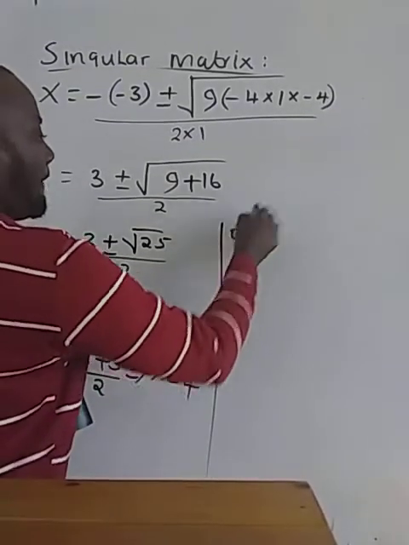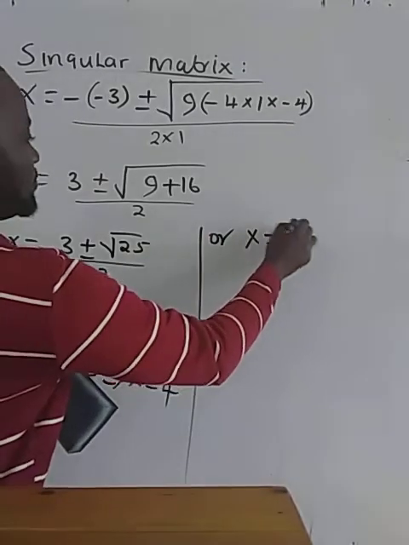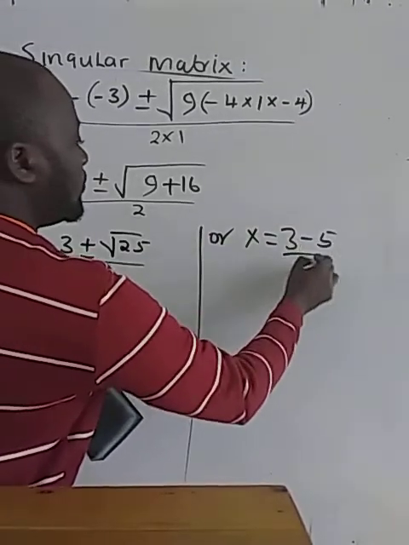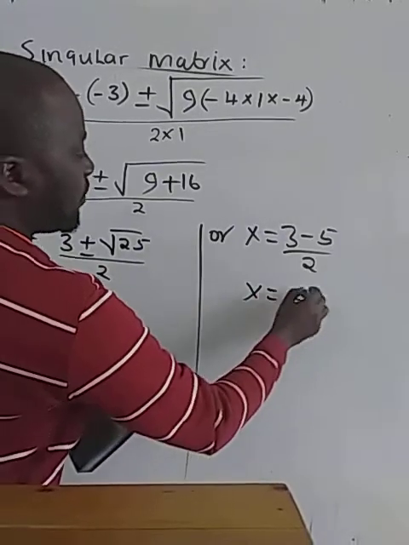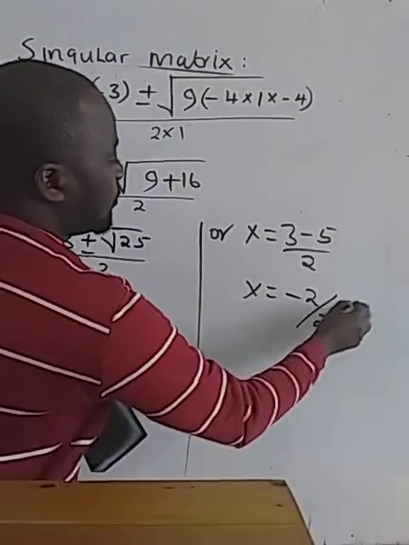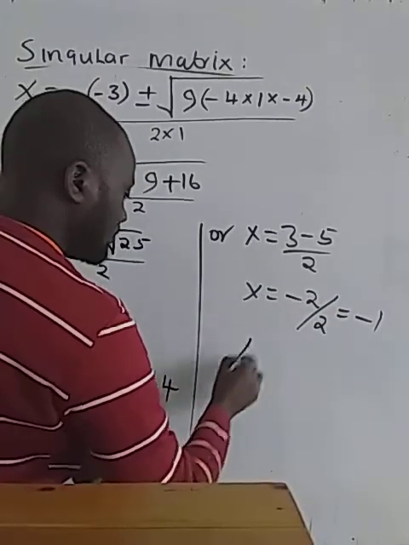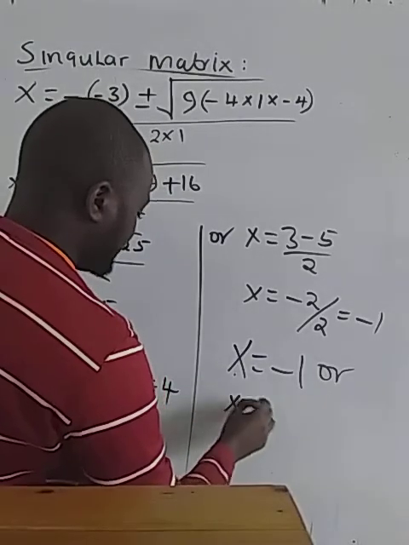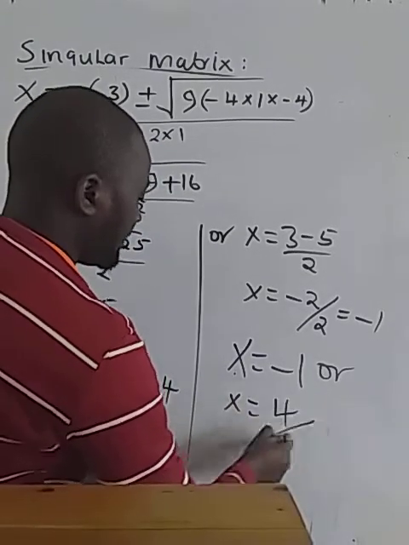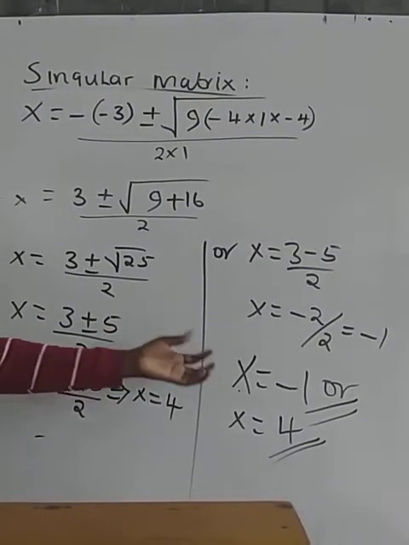Or, now we use minus. x equals 3 minus 5 over 2. x equals minus 2 over 2, which is minus 1. That means the values of x are minus 1 or 4. And these are the solutions.